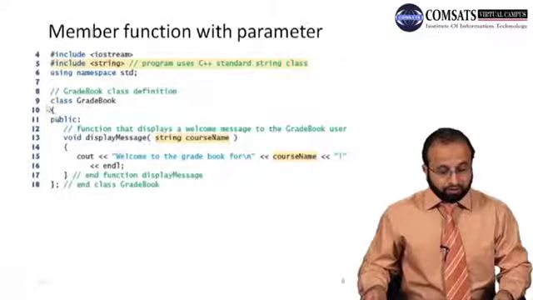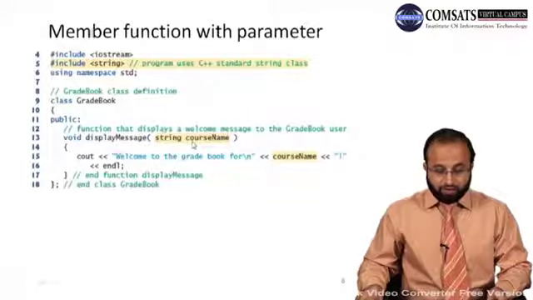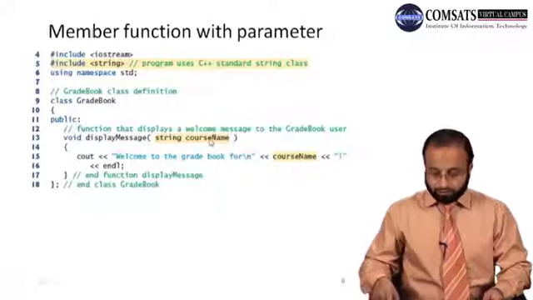So with small string, you write the name of the object. So this is the class, this is the object. You are passing this string object to the display message function, and inside the display message function there's a cout. It displays the message, welcome to the gradebook, for the course name, the string that you are passing to this function when you call that function.